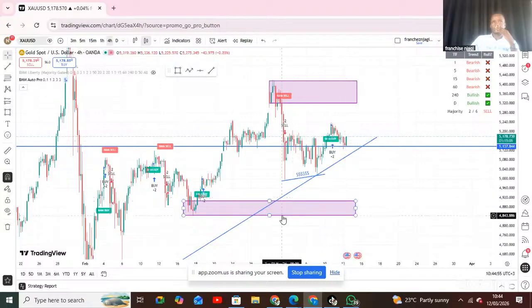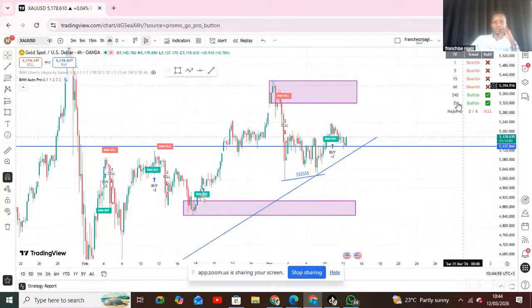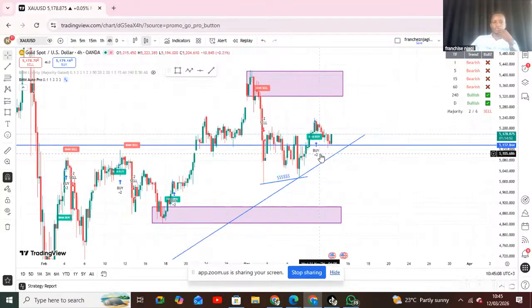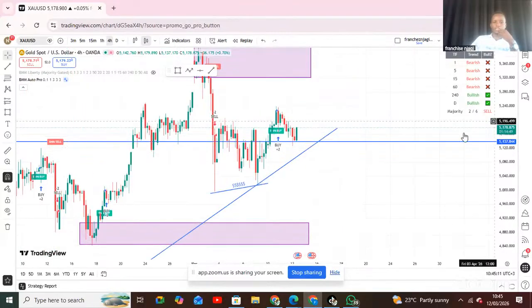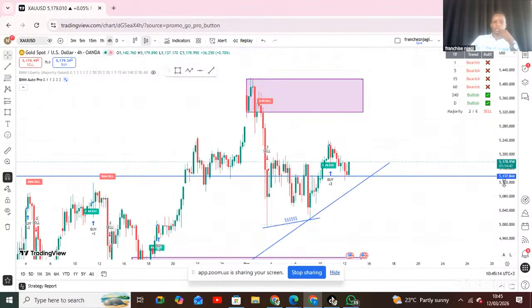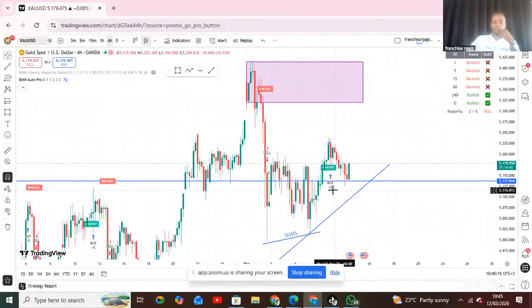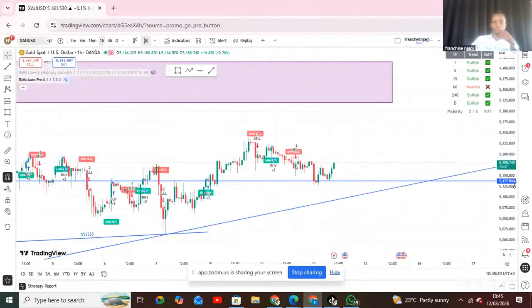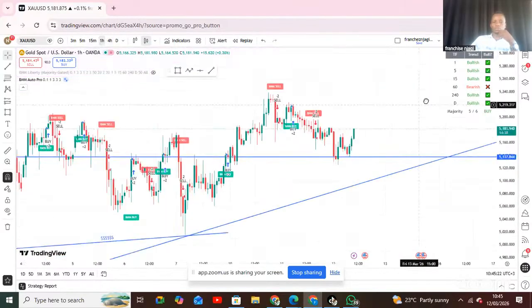I believe you guys know how to mark your resistance zones and support zones. So today in the morning, gold came and tapped my buy limit. I had put it there for a reason. Let me show you the reason why I was into this buy this morning.